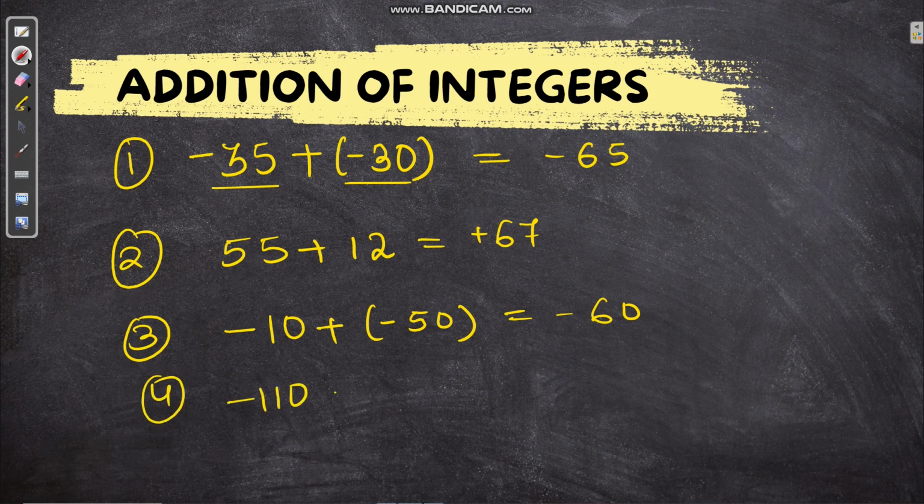Minus 110 plus 20. Two numbers with different signs. Whenever you have two numbers with different signs, over here you have 110 as a negative integer, 20 as a positive integer. You simply subtract. You get 90. But which sign will come? The greater number sign. See, 110 is bigger in comparison to 20, and 110 is a negative integer, so it will be minus 90. I hope this is clear.